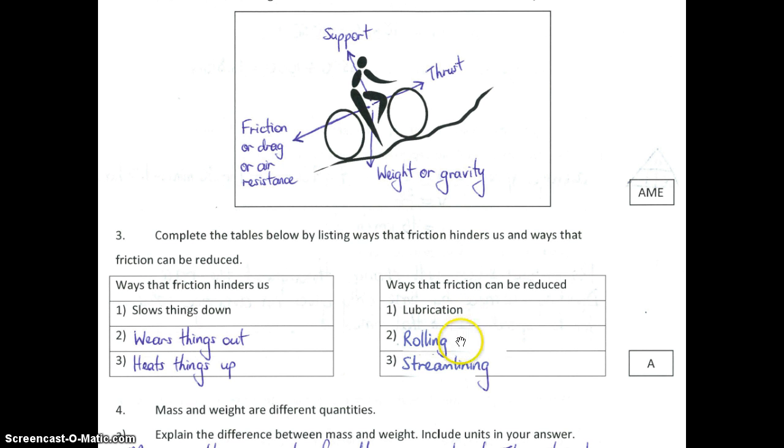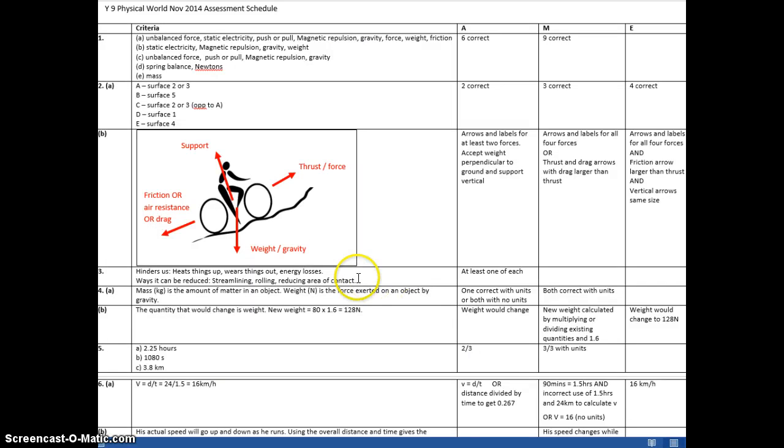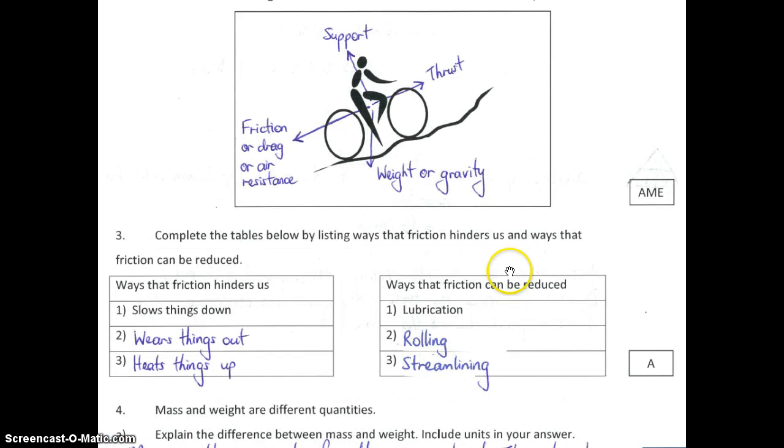Other ways included rolling, so making objects round, which includes using things like ball bearings, and streamlining, so making an object more streamlined so that its shape has less air resistance. You could have also said pushing air in between objects, and polishing surfaces. Those also reduce friction. And the marking schedule was that if you got at least one tick in each of these columns, then you achieved that question.